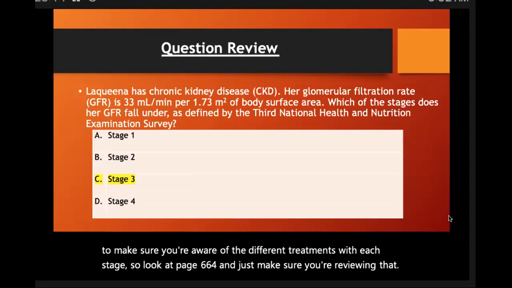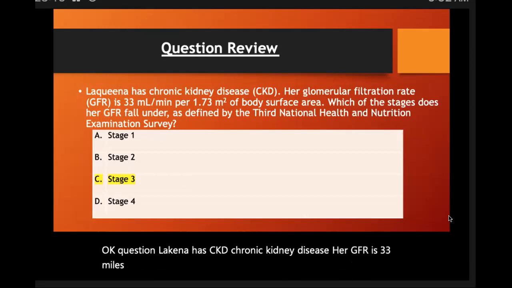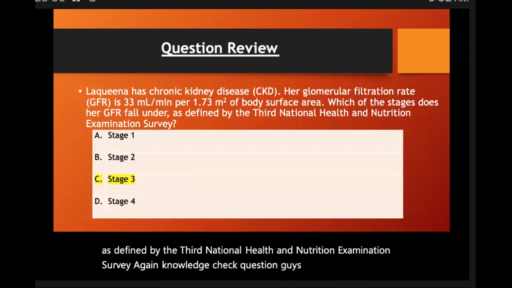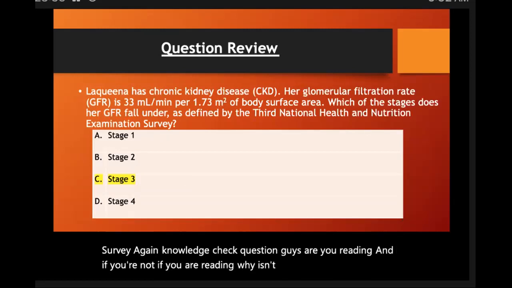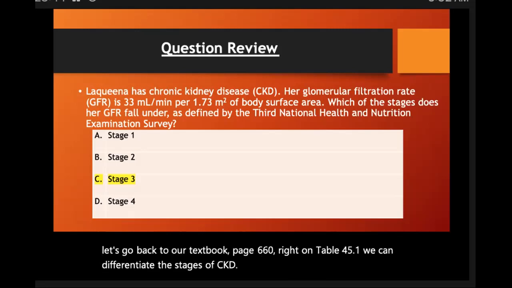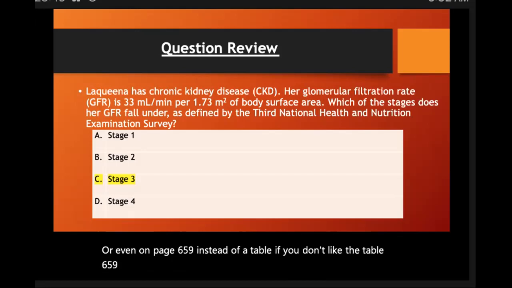Okay, question review. Lakina has CKD, chronic kidney disease. Her GFR is 33 mLs per minute. Which of these stages does her GFR fall under as defined by the 3rd National Health and Nutrition Examination Survey? Again, knowledge check question, guys. Are you reading? And if you are reading, why isn't this sticking? So let's go back to our textbook, page 660, table 45.1, where we can differentiate the stages of CKD. Or even on page 659, instead of a table, if you don't like the table, it also does a very basic breakdown within the text.